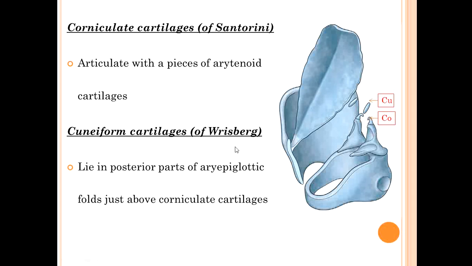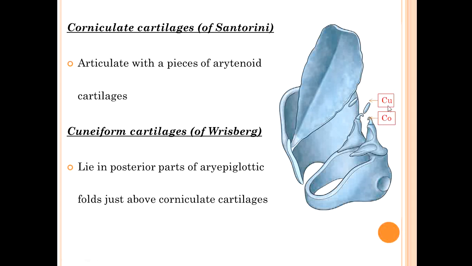The second one is the cuneiform cartilage of Wrisberg. This is the cuneiform cartilage, a very small cartilage. It is lying in the aryepiglottic fold. The aryepiglottic fold means from the arytenoid cartilage to the epiglottis here. So the cartilage which is present in the aryepiglottic fold is known as the cuneiform cartilage. So these are two pairs of small cartilages.